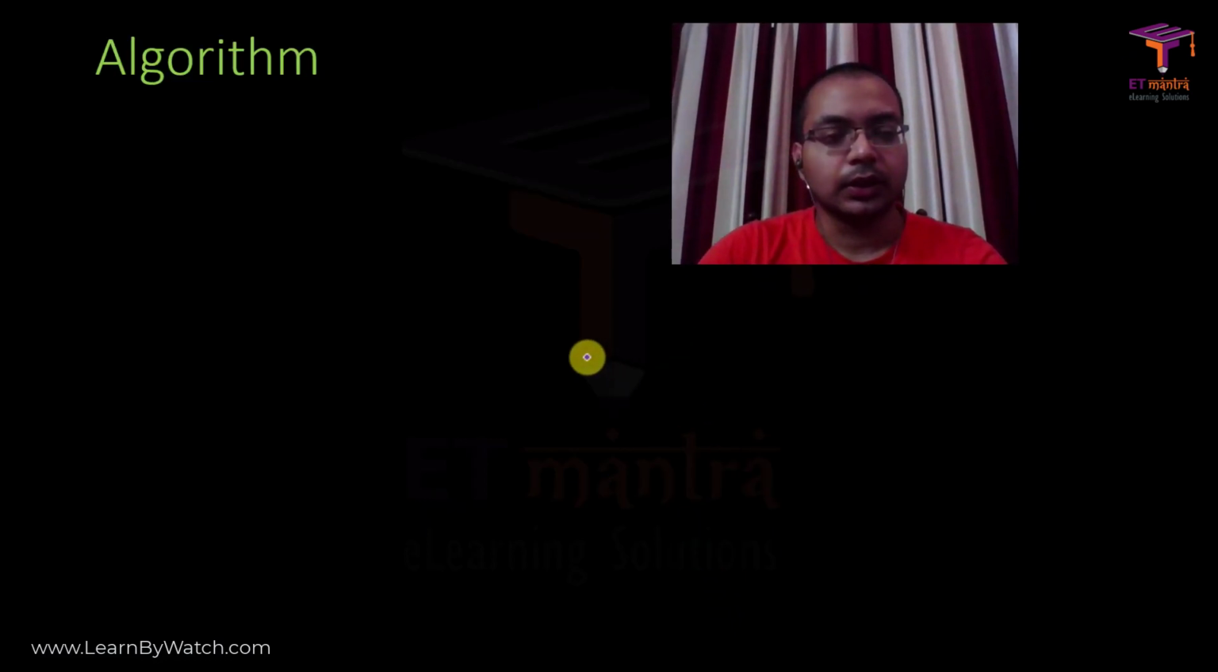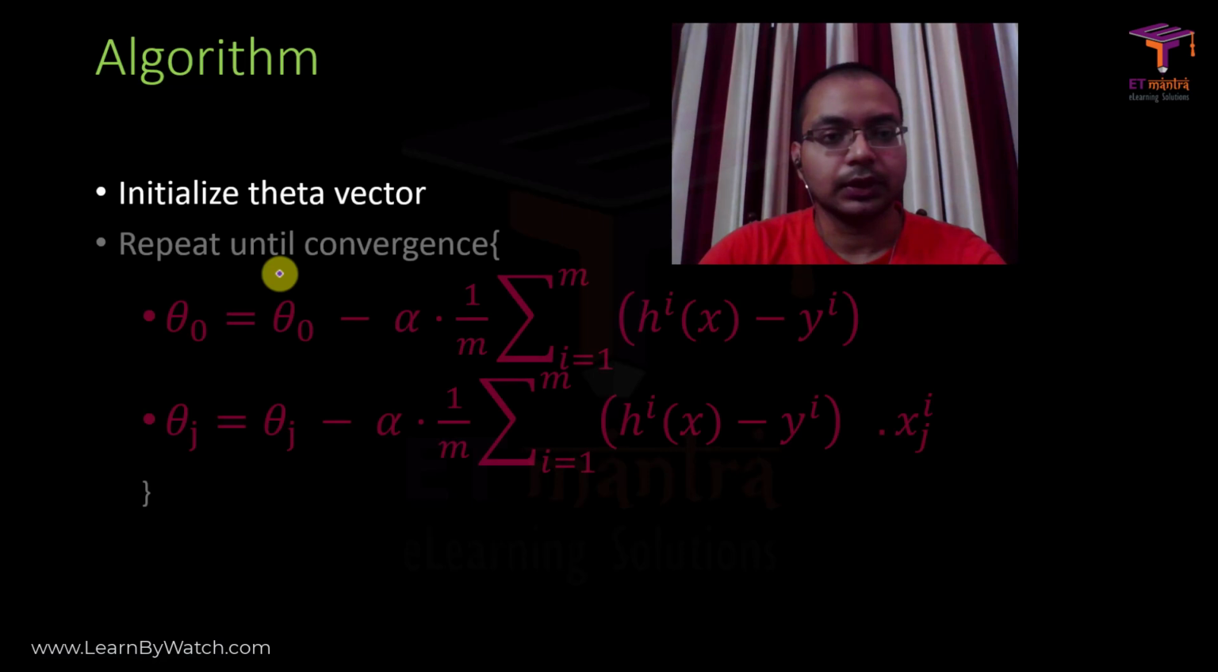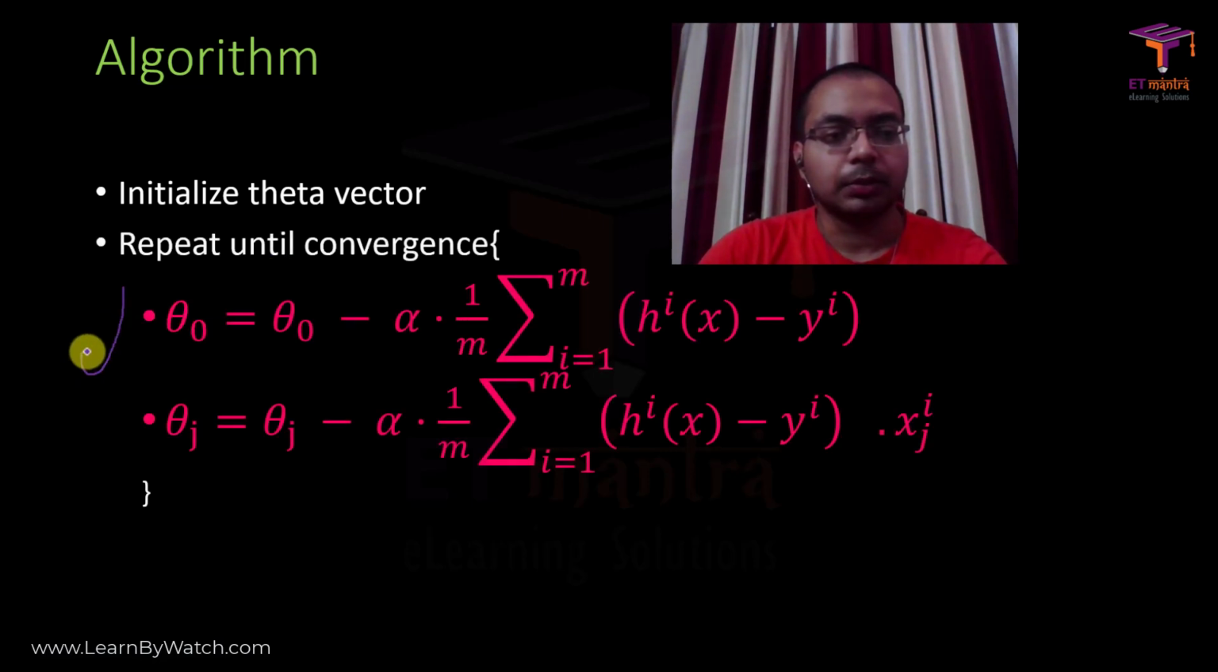After that we'll look at the algorithm. The first step is the same: initializing the theta vector randomly, and then we'll perform these steps until we reach a considerably low value of the cost function. The updation of theta 0 was the same as in linear regression, and here for each input feature we have to update that particular theta. So we have to update theta 1, theta 2 and theta 3.